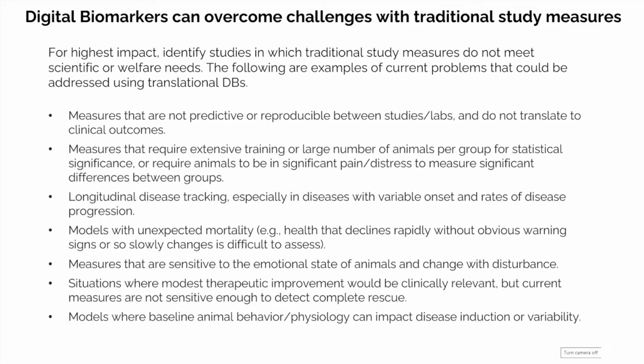Models with unexpected mortality. We've found in several instances that there are models in which you just cannot predict when animals are going to die. They appear to spontaneously die. And with the ability to track a lot of these digital biomarkers, you can actually find subtle signatures in those digital biomarkers, which would allow you to identify and then prevent the death of those animals.